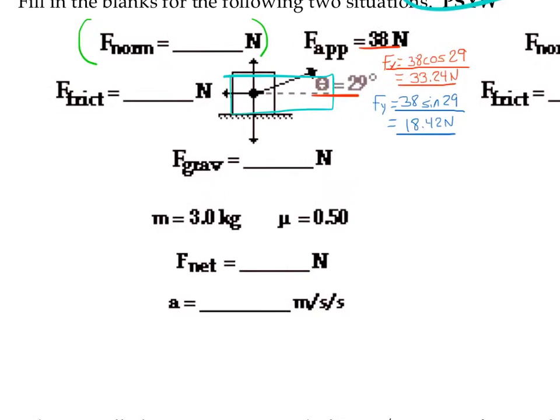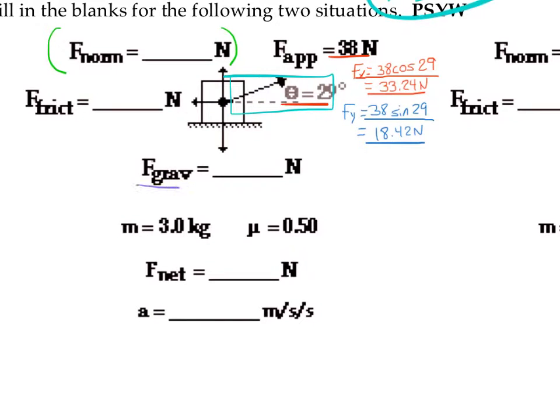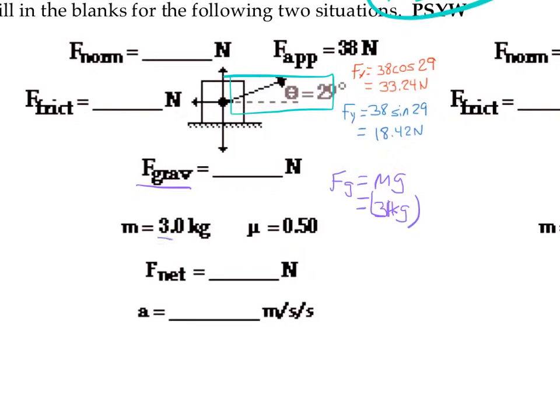Actually, before we finish our normal force, we first have to figure out our force of gravity. The force of gravity is simply mass times gravity, which is the 3 kilograms given to us here, times 9.81, which gives us a force of gravity equal to 29.43 newtons. From there, now that we have our force of gravity, we can find our normal force.